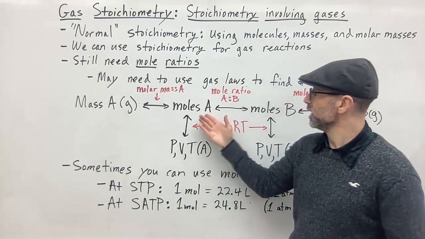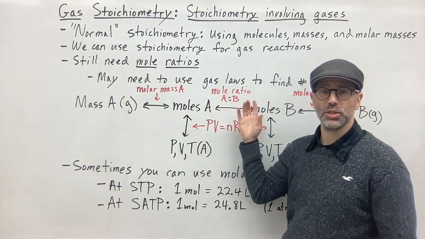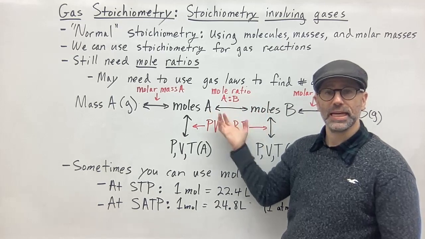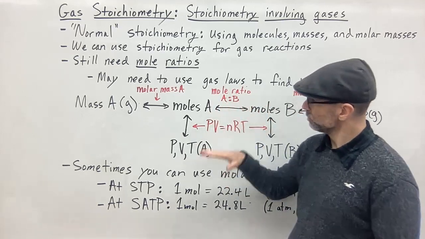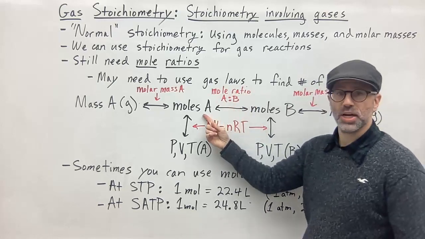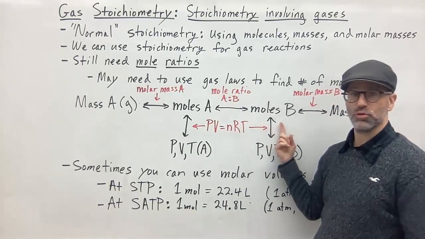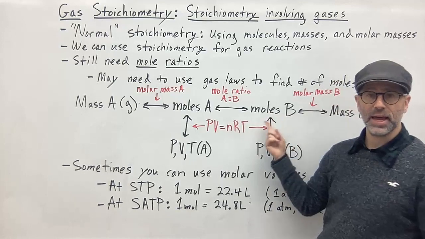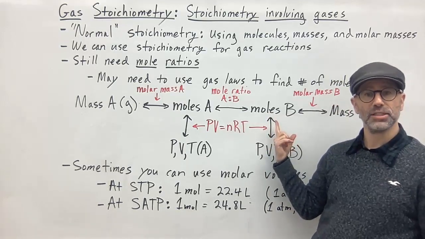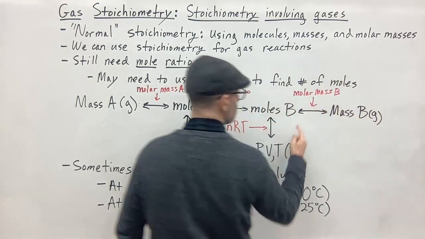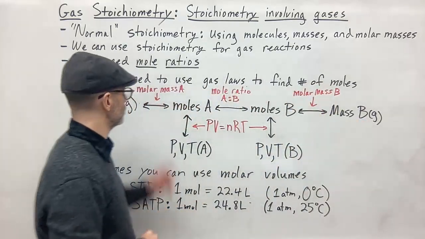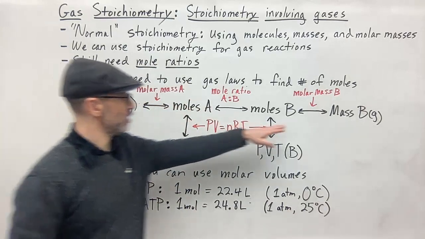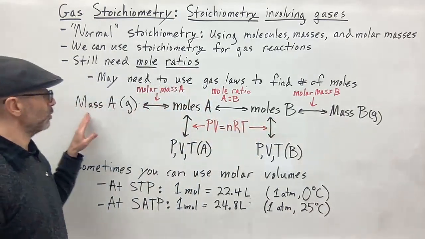Once you're here, you can use the mole ratio between A and B from your balanced equation. This mole ratio helps us convert from moles of A to moles of B. And if you wanted to find the mass of B, then you would use the molar mass of B. So this is basically your normal stoichiometry problem.